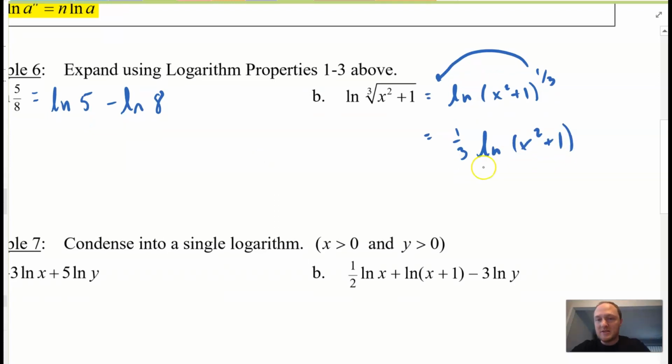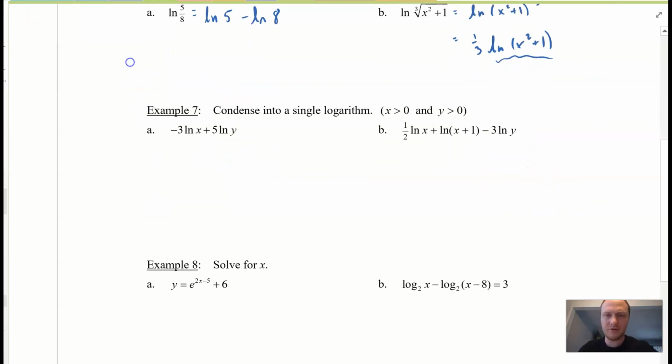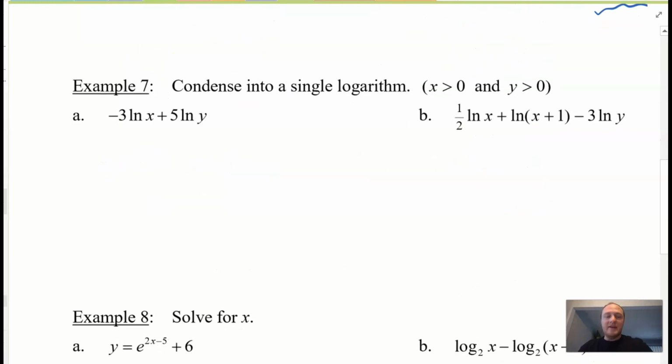Now, can I expand this logarithm here? Well, the answer is no, because they are adding, not multiplying or dividing. Okay, so make sure you're aware there. And then example 7, which will be the last example in this video, it says condense these into a single logarithm. So instead of expanding, we're going backwards. So you kind of need to reverse your train of thought here.